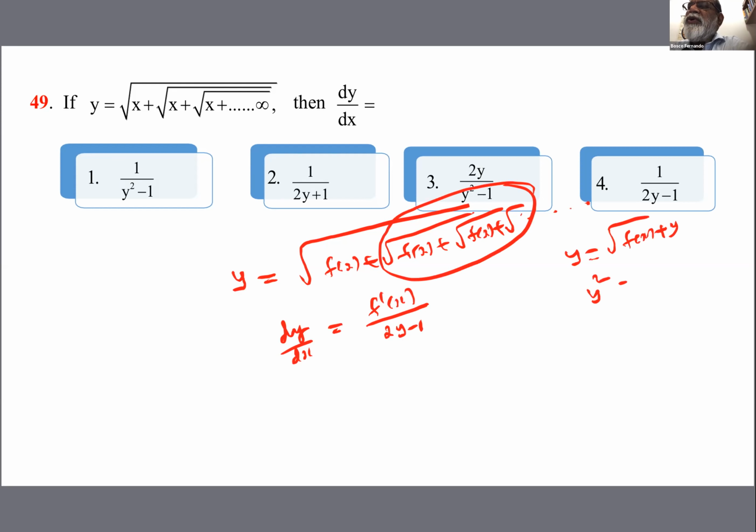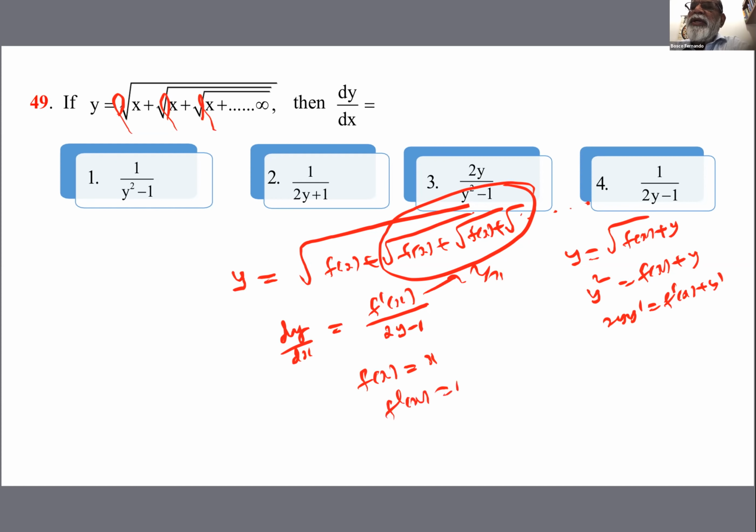So y squared is equal to f of x plus y. 2y into y dash is f dash of x plus y dash, like this. So here in the place of f of x, we have x. Suppose you have log x, log x, log x, then f dash of x will be 1 by x. Here f of x is x, so f dash of x is 1. So 1 by (2y minus 1) is the answer. Option number 4.